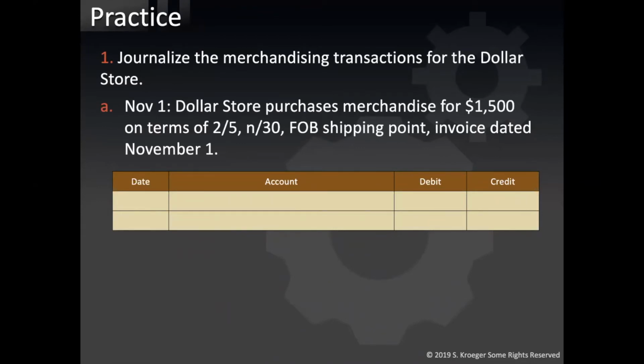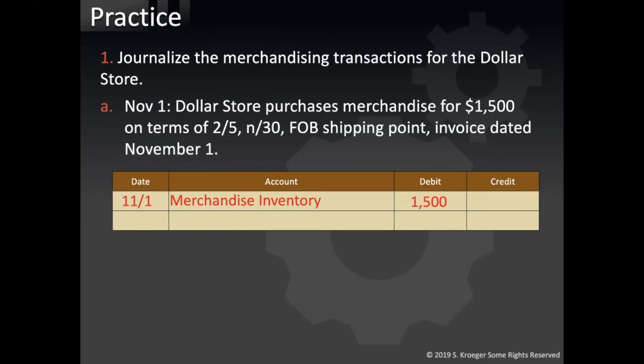Let's journalize this. First, let's input the date of 11/1. Do you remember the debit account when purchasing merchandise inventory? It would be merchandise inventory. Remember, this is an asset account, and assets increase on the debit side. How much was the purchase for? $1,500. Remember, do not take off for the discount because we haven't paid yet.